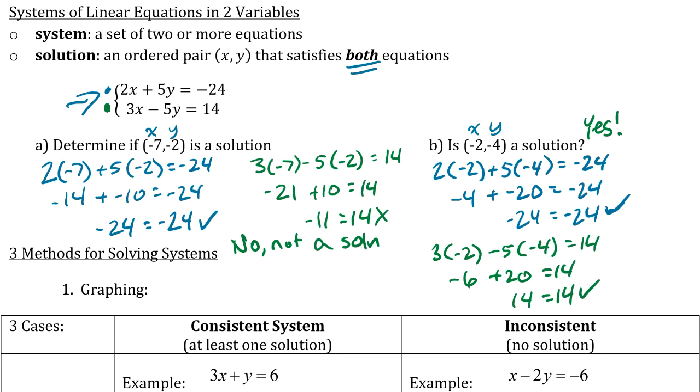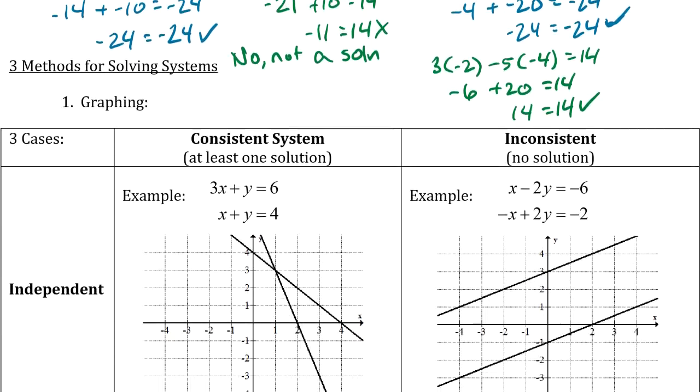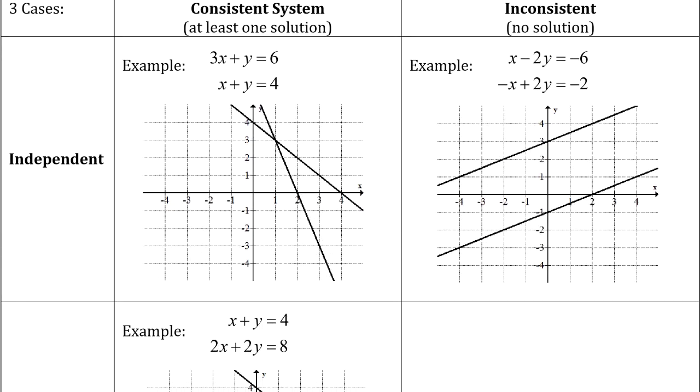Now, systems don't necessarily only have one solution, right? Just like whenever we're doing normal equations, we always said that it could either have a single solution, or it could have no solution, or the solution could be all real numbers because any number would work. There's something similar with systems. We're going to look at 3 different methods for solving systems. First one's going to be graphing, and first off I'm going to explain those 3 different options for what your solutions can be.